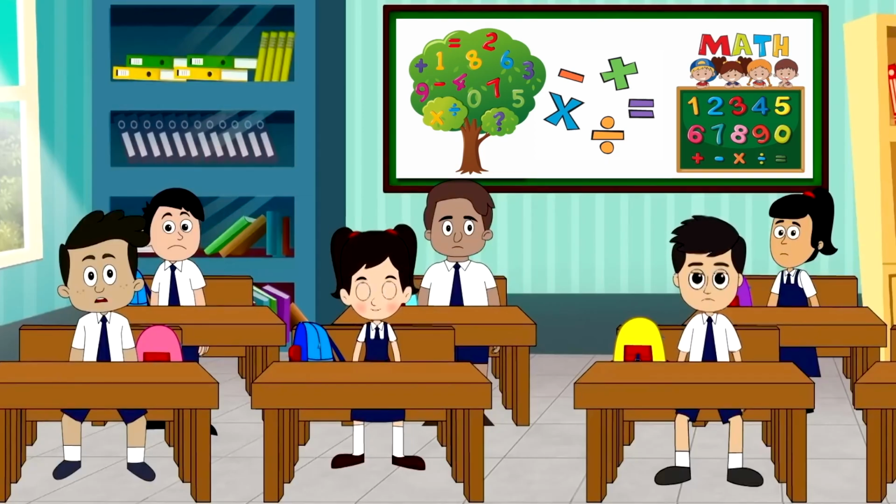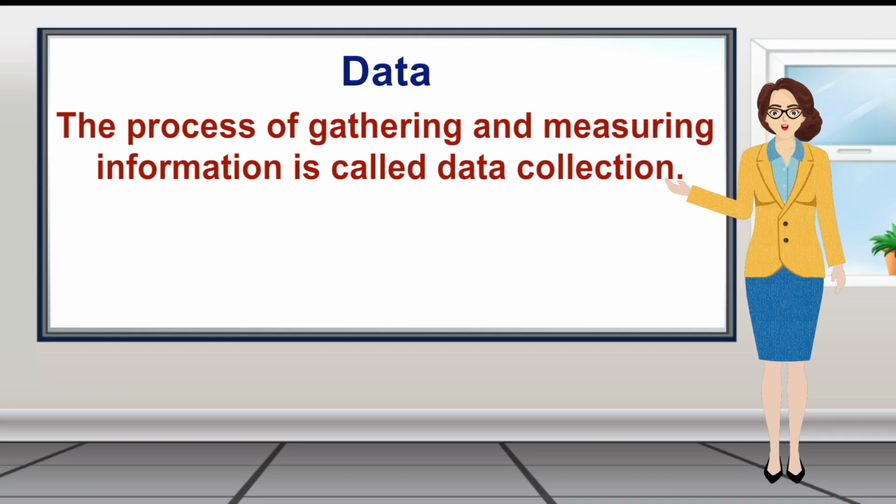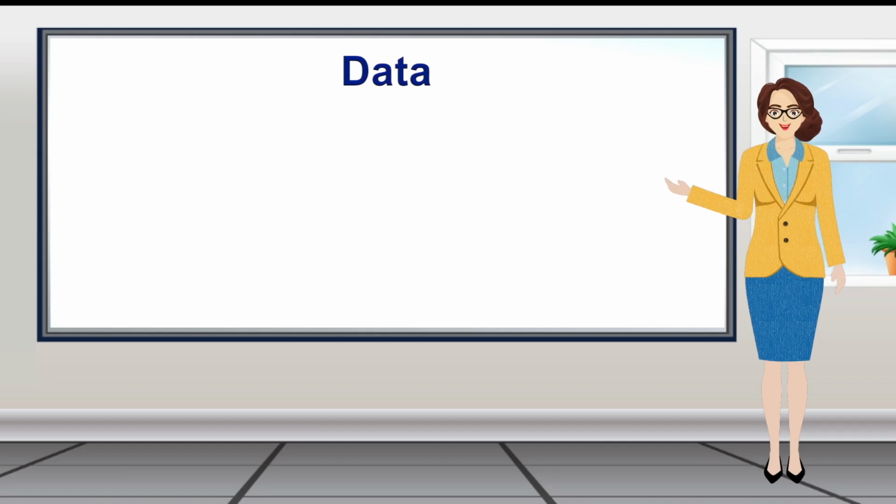Data. Students, the process of gathering and measuring information is called data collection. The records you collected from different sources in the form of numbers or numeric values are data. Data gives us accurate, exact, and reliable information. We can collect and represent data in different ways, such as tabular form, pictographs, bar graphs, etc.